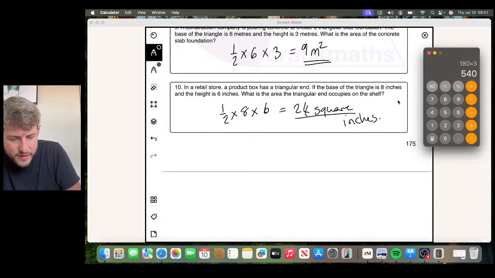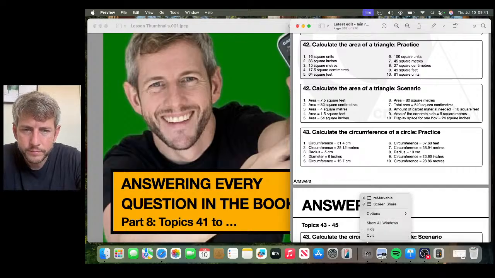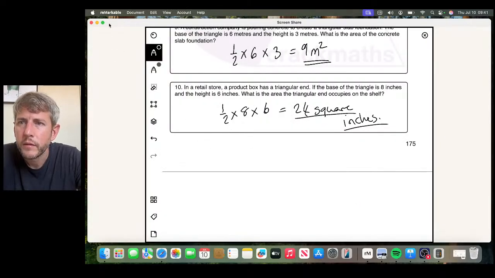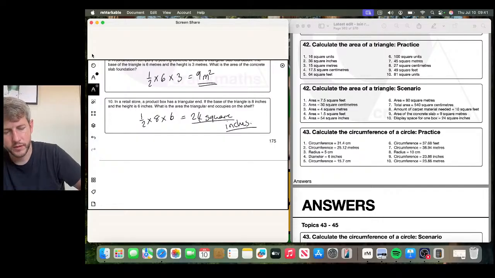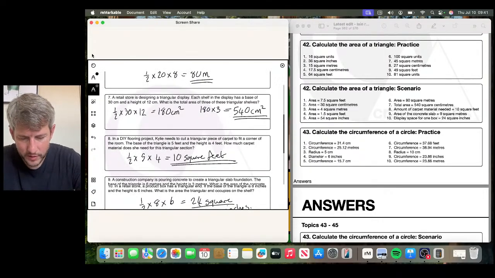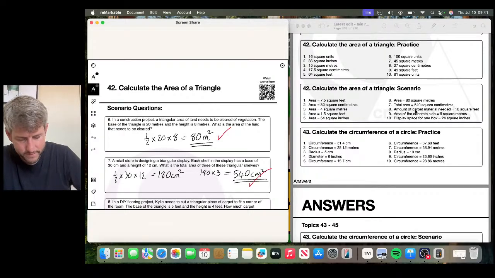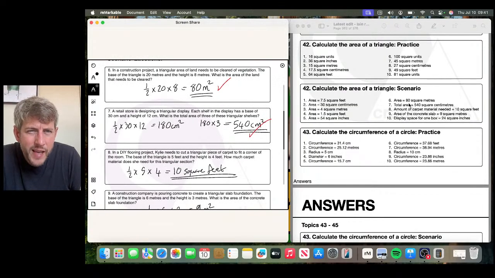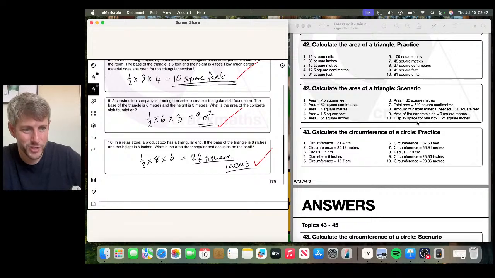Okay, so let's get this marked. Here we go. Right. 80 meters, 80 square meters. Yep, perfect. 540 square centimeters. Yep. 10 square feet. Yep. 9 square meters. Yep. And 24 square inches. Perfect. On to the next topic.